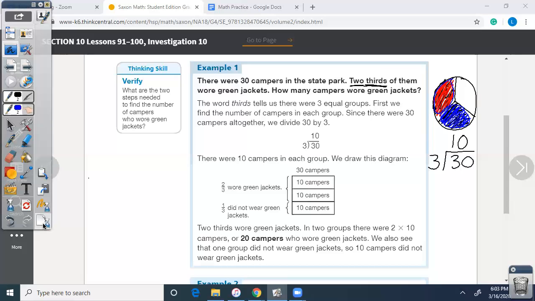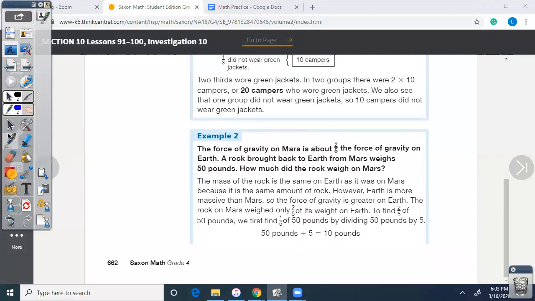Okay, now we're going to go down to example number 2. We're going to do something very similar, but instead of thirds, we're going to be talking about fifths. Okay, so let me show you. It's the same concept. Let's read this one. The force of gravity on Mars is about 2/5 the force of gravity on Earth. A rock brought back to Earth from Mars weighs 50 pounds. How much did the rock weigh on Mars?